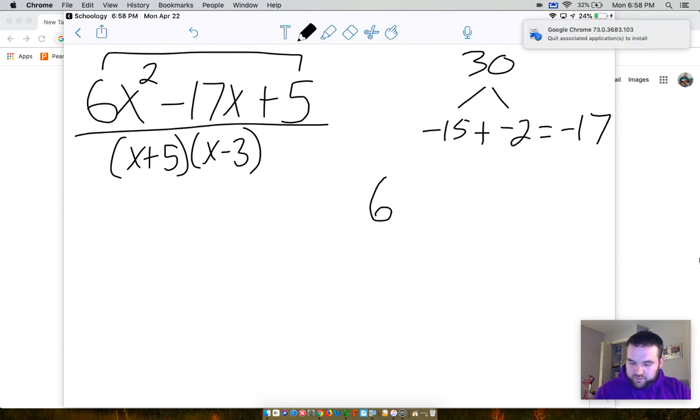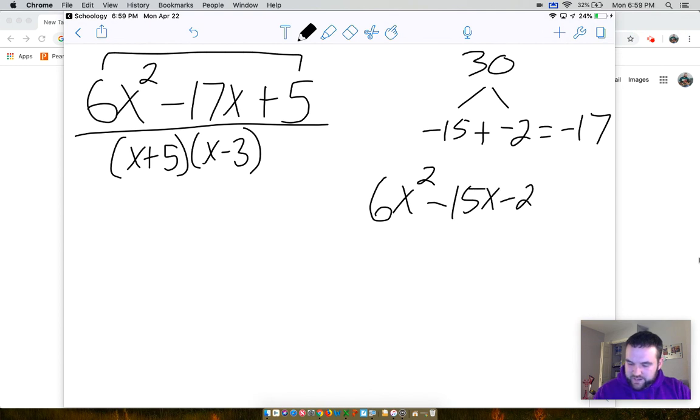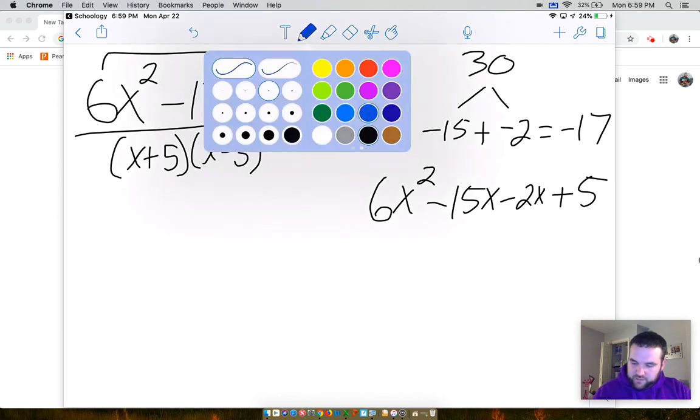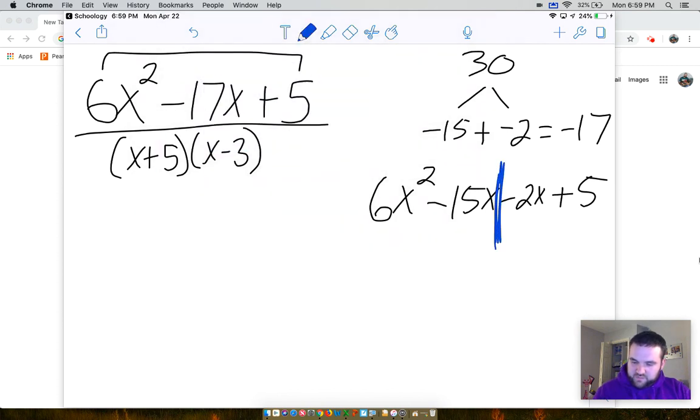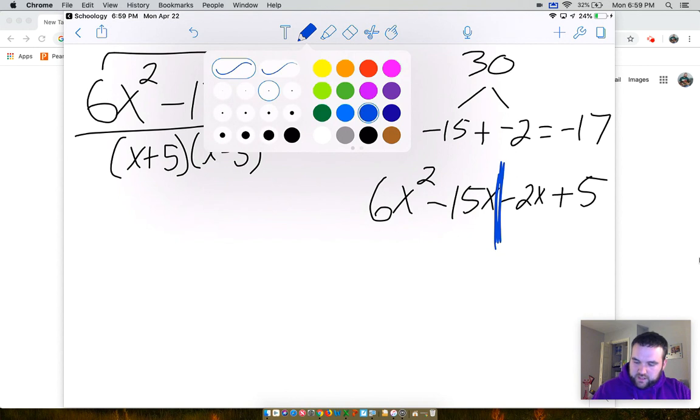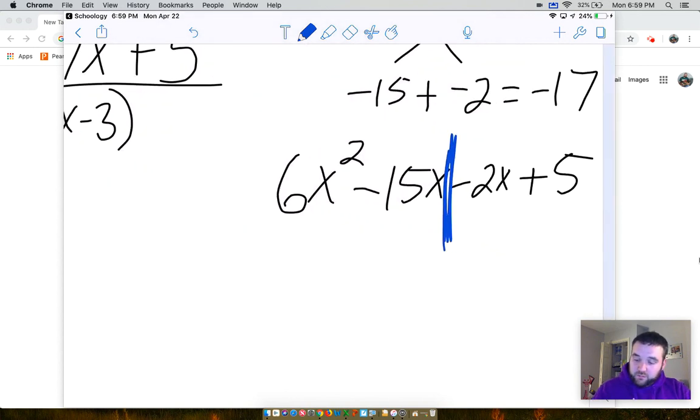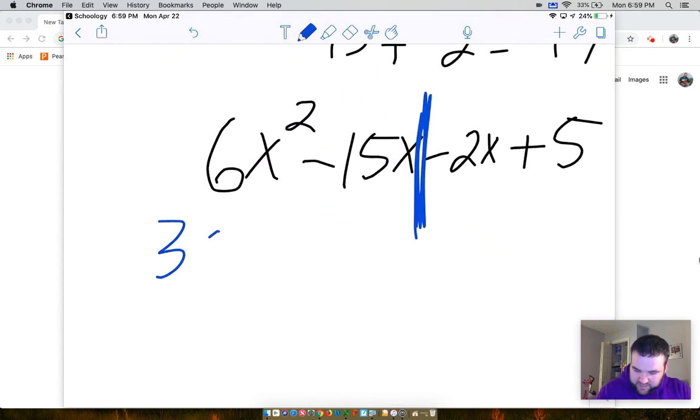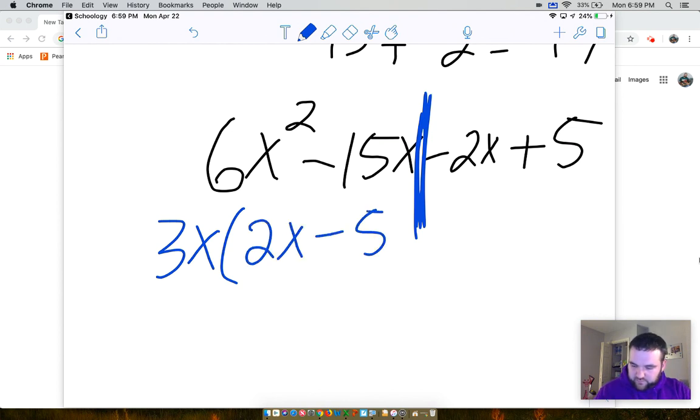So what I'm going to do is take 6x squared, replace the middle term with minus 15x and minus 2x. Okay, and then there I'm splitting right down the middle. And now we factor by grouping. So I have 3x that I can take out of the first set from 6x squared minus 15x. That is 2x minus 5.